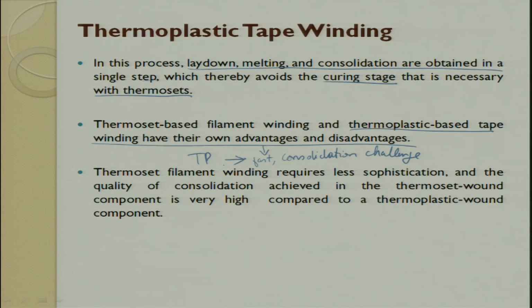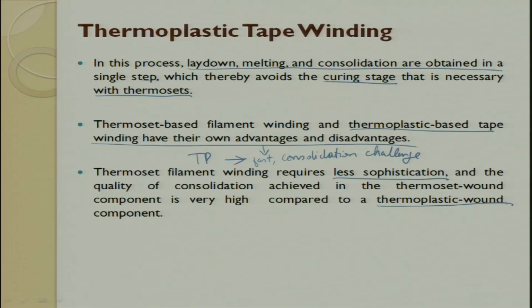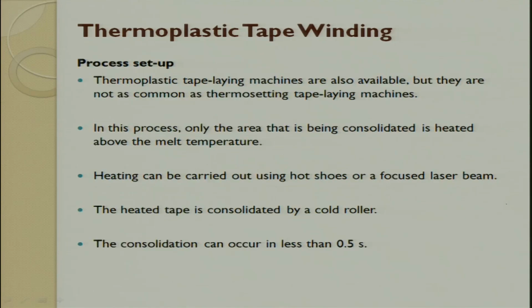So the thermoset filament winding process is less sophisticated, so we can get it done much faster. Even an ordinary lathe machine, you can start using it. If you start wetting the fiber and then pass it through a tool post onto the mandrel, you get output. But as far as thermoplastic is concerned, it needs slightly higher sophistication.